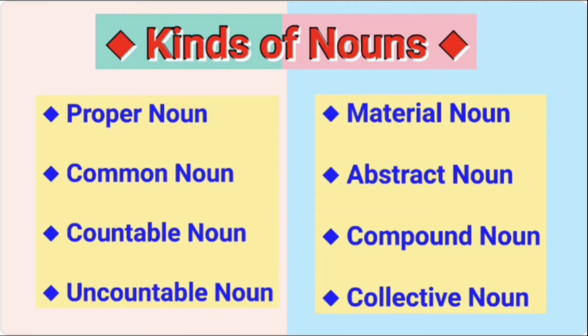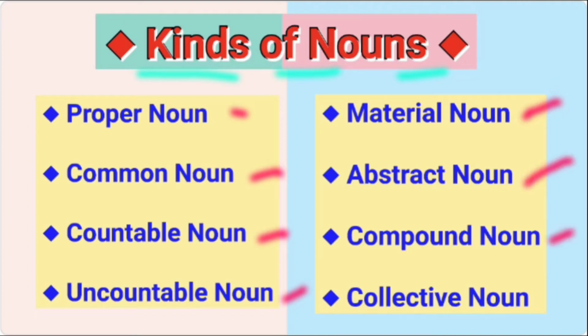Students, in your early classes, you came to know about noun and the kinds of nouns. And today we are again going to read about the kinds of noun. Here are 8 kinds of noun. First one is proper noun, common noun, countable noun, uncountable noun, material noun, abstract noun, compound noun, and collective noun. And today we will have a detailed study about all these kinds of nouns.